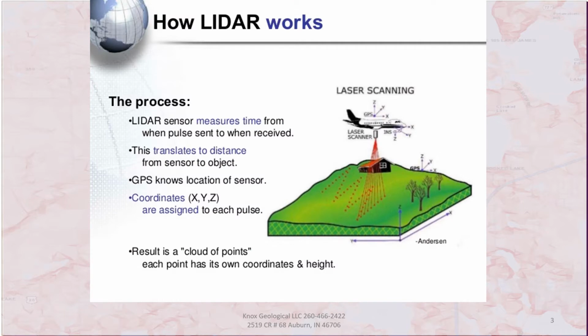LiDAR works by emitting a laser pulse from an emitter and measuring the time, intensity, and angle that it comes back to a camera. This translates into distance from a sensor to an object, and you combine this with GPS, then you get an XYZ of a certain point on the Earth's surface. The result of this is a cloud of points, and each point has its own coordinate and height. From this point cloud, we can detect digital elevation. We can create digital elevation models, slope angle models, flow accumulation models, aspect models. There's an abundant amount of data we can get out of the point cloud.